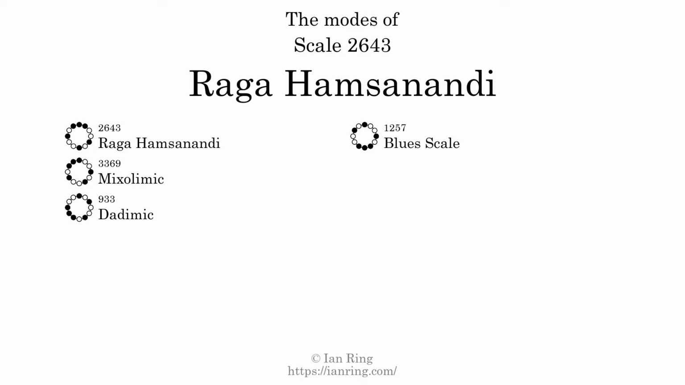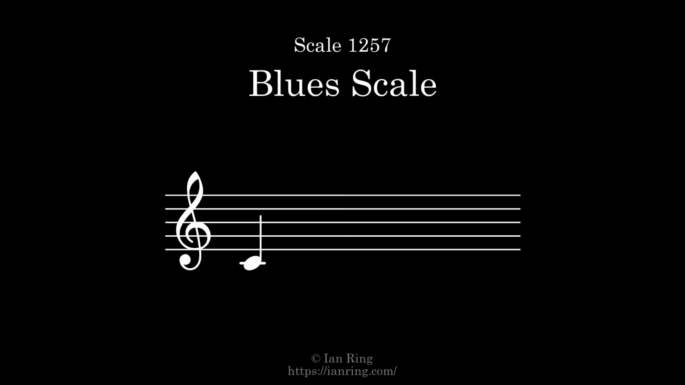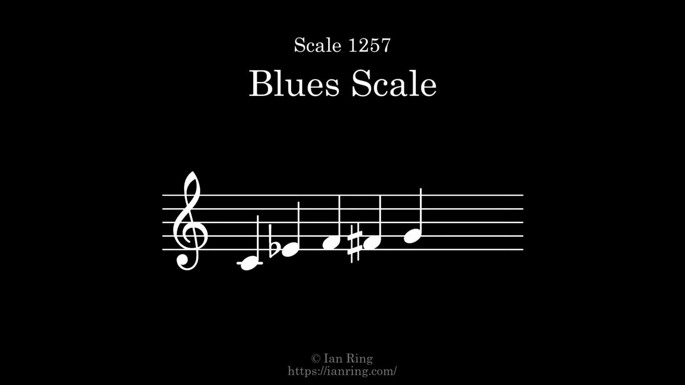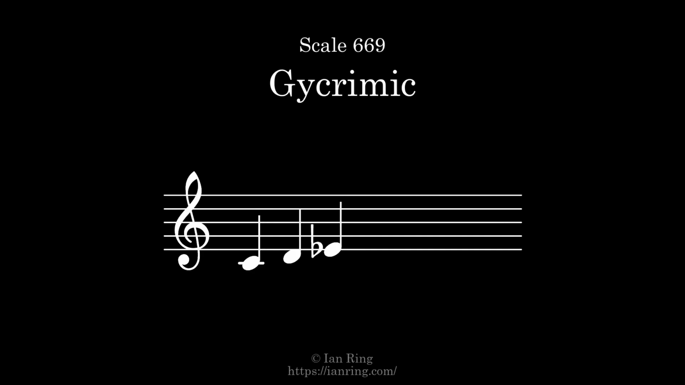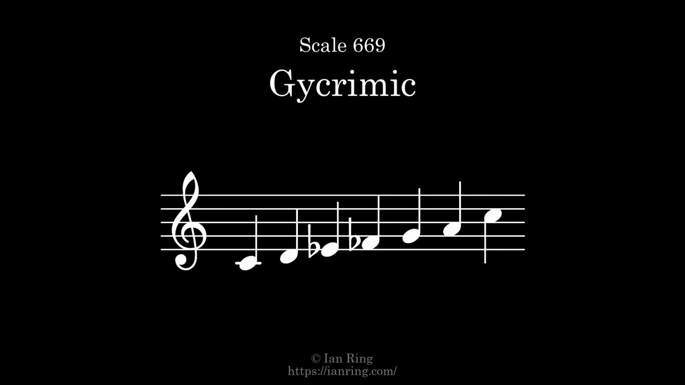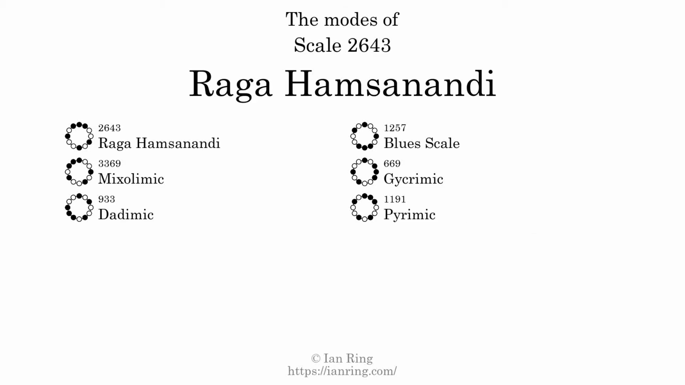The fourth mode is scale 1257, also known as blue scale. It sounds like this. The fifth mode is scale 669, also known as dichromic. It sounds like this. The sixth and last mode is scale 1191, also known as pyrrhic. It sounds like this.